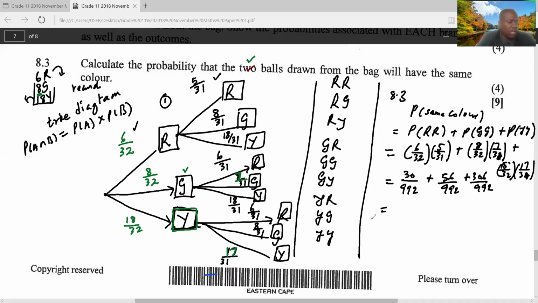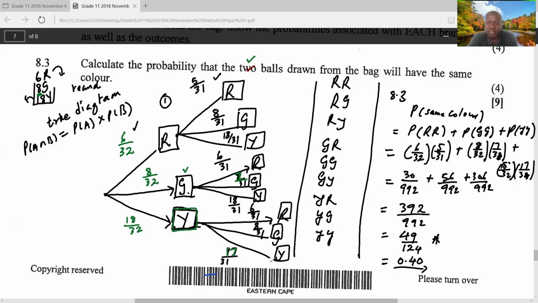Now let's do the working. 30 plus 56 plus 306 gives us 392 divided by 992. Let's work out this divided by 992. It will give us 49 over 124. So 49 over 124 will give us 0.40 if we were to round this to the nearest. So it's around 40%, because to have the same color, it's either red, or green, or yellow.